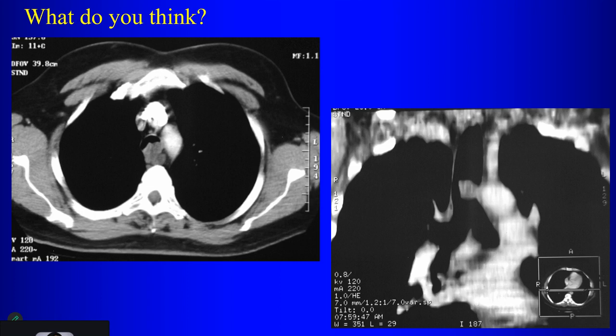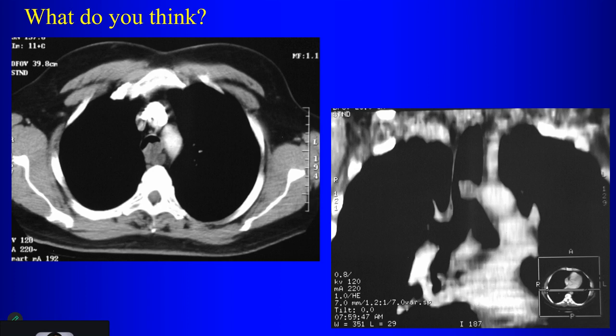Mass going into the trachea. Yeah, so here there's a mass in the trachea, right? So now, most commonly, when we see something in the trachea, we assume it's mucus, right? But you need to be able to differentiate between mucus and tumor. So what are some of the things that you look at to try to differentiate between mucus and tumor?